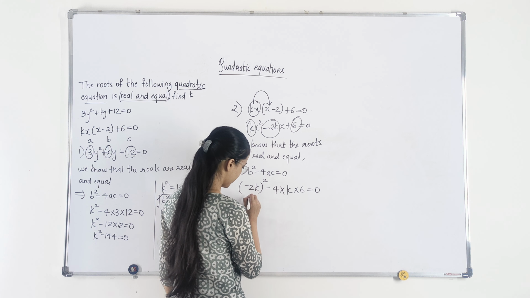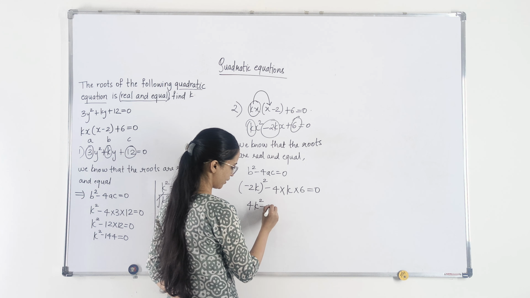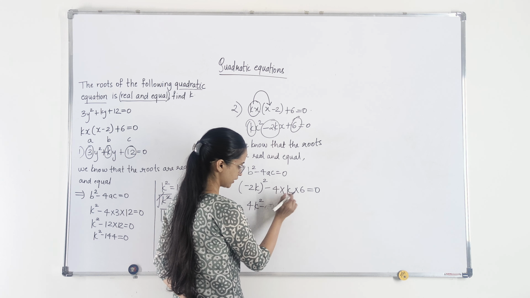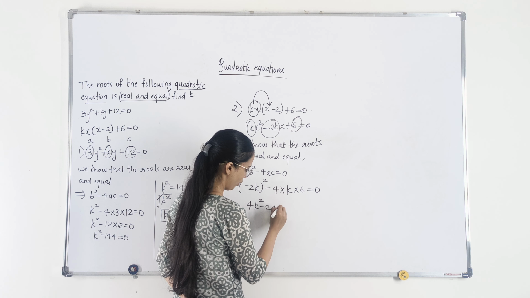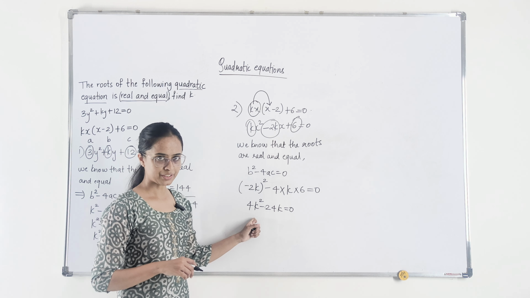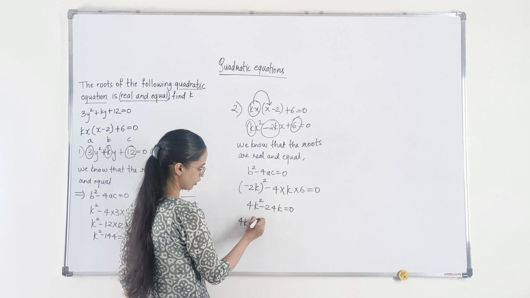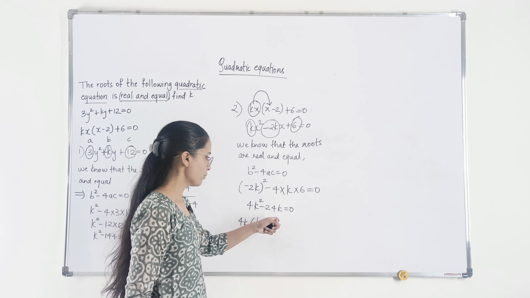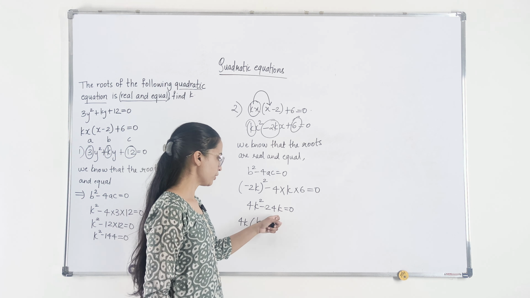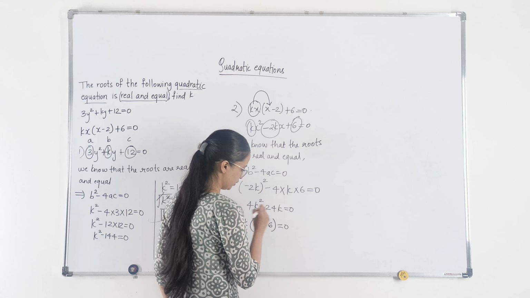Now you get, when you open this bracket, minus 2 square is 4k square, minus 6 into 4 is 24k equals to 0. Now here if you see you have got two terms and you can take 4k common from this. When you take 4k common from here, 4 will go and one k will go, so inside the bracket only k will remain. When you take 4 common from 24, since 24 can be written as 6 into 4, 4 will come out and 6 will remain in the bracket. Of course k is going to come out, so that is equal to 0.